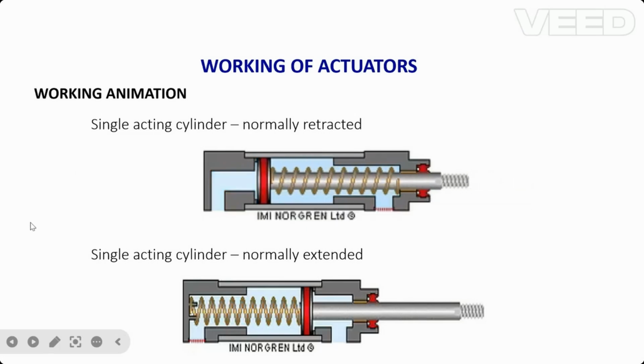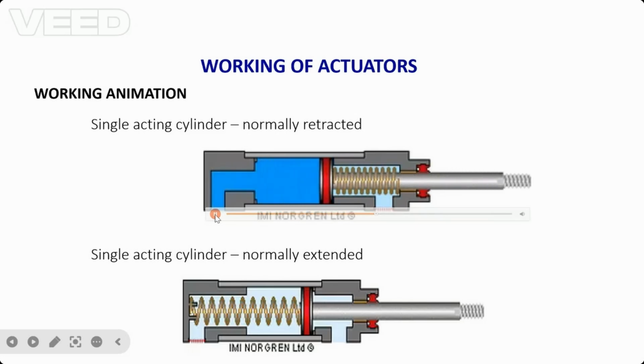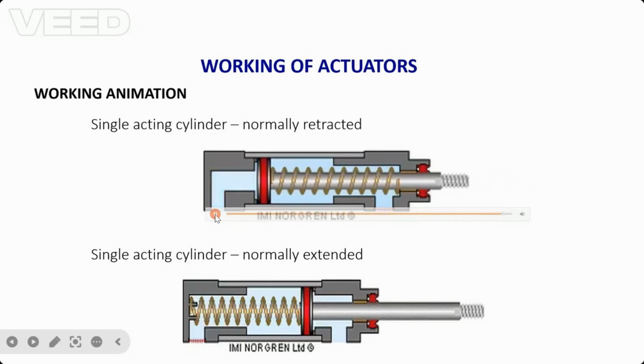In this single acting cylinder, we have two other types: single acting cylinder normally retracted and single acting cylinder normally extended. Normally retracted means the piston rod stays inside the cylinder, and it retracts normally with the help of the spring.